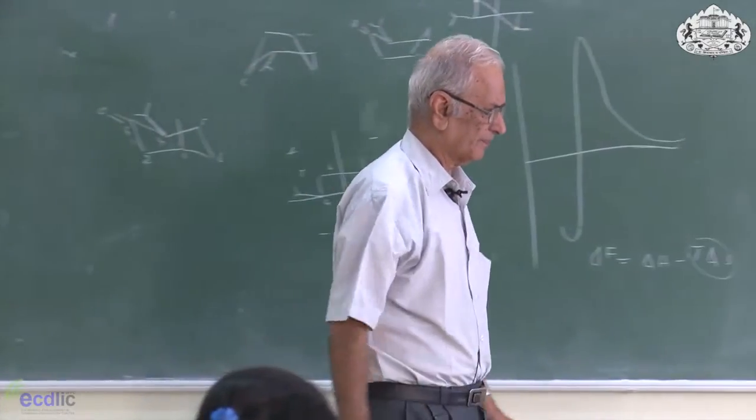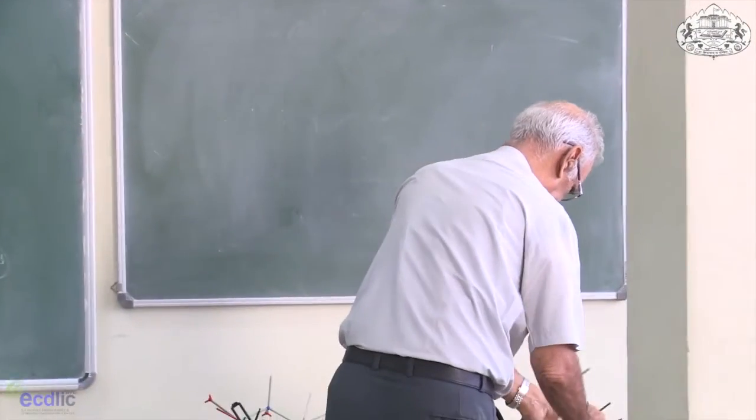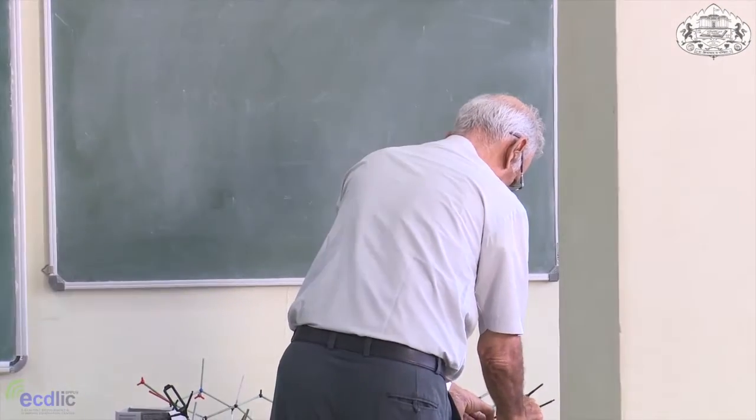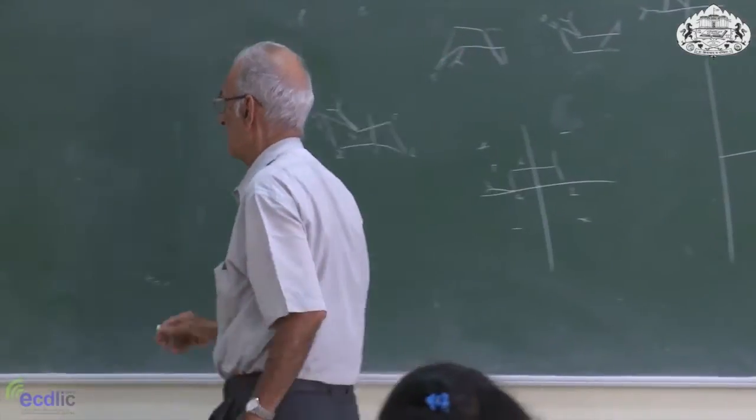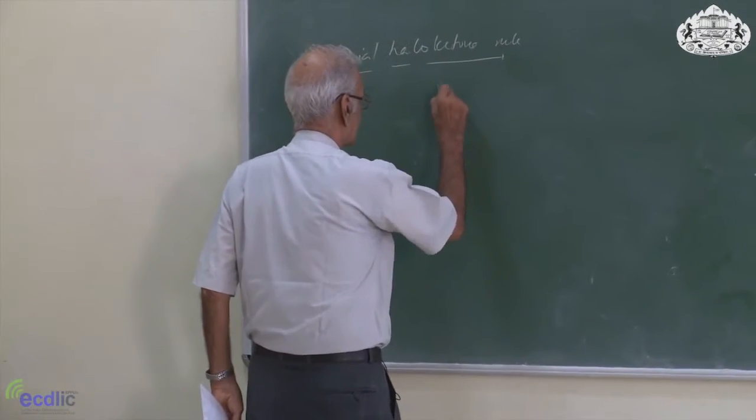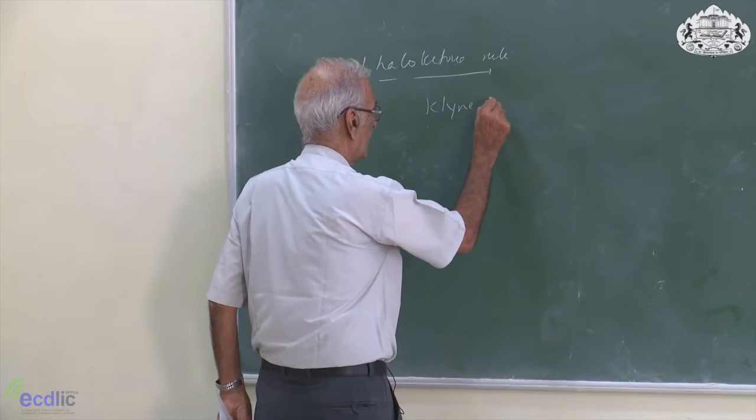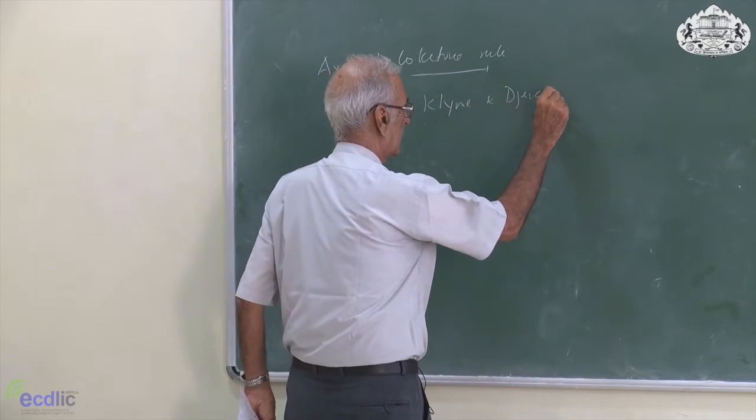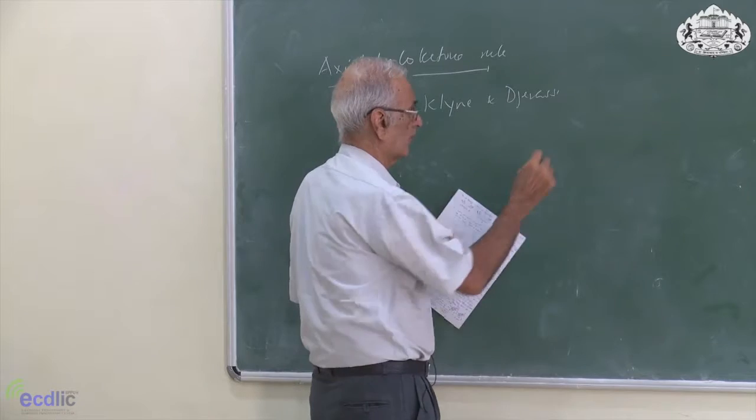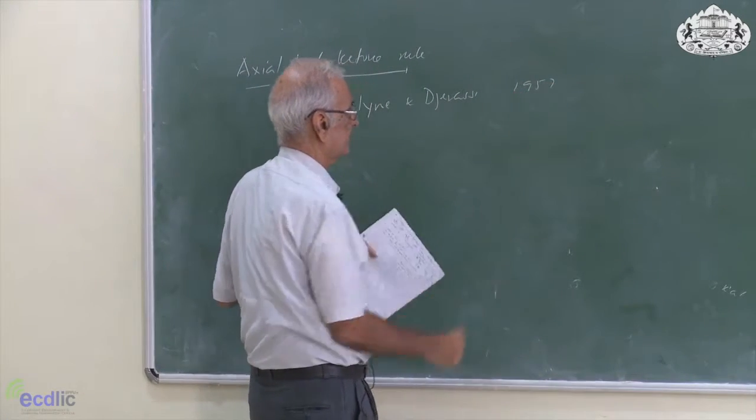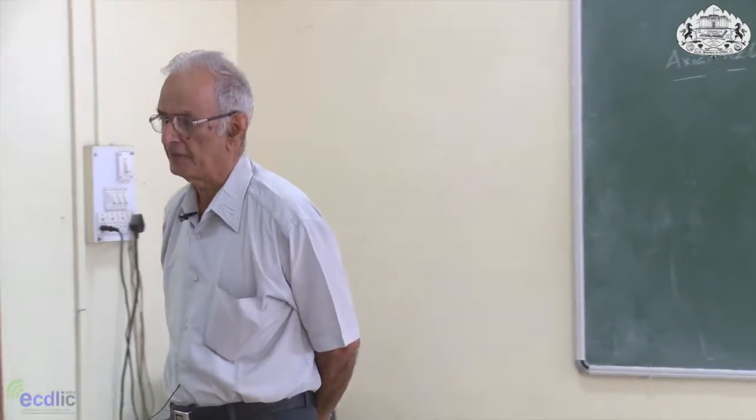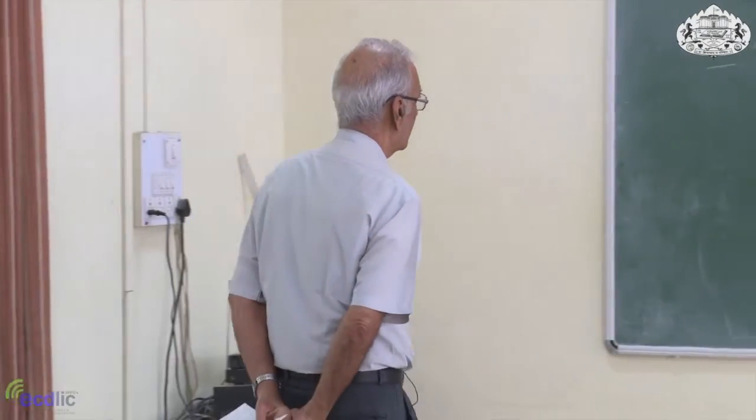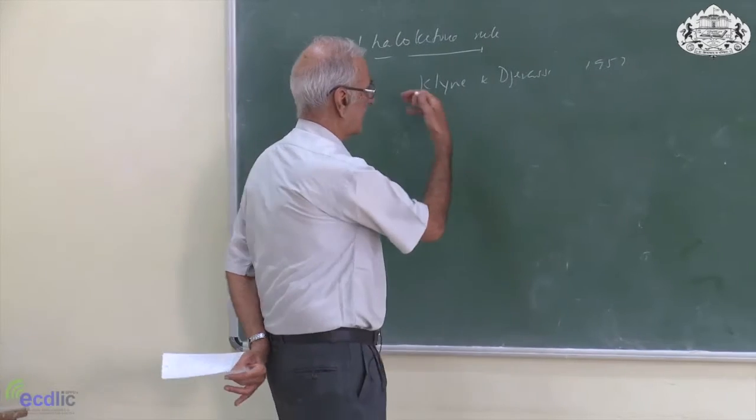So, we now look at this. All right. We said last time that the axial haloketone rule was before the Octant rule. The axial haloketone rule, 1957. The Octant rule, 1961. Okay. So, what was this axial haloketone rule?